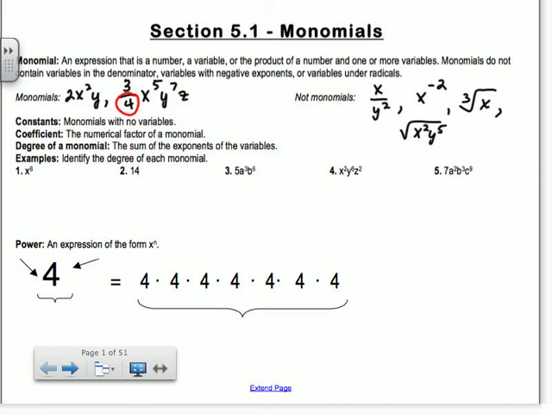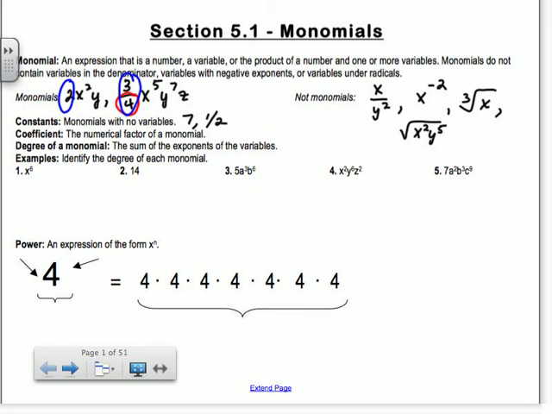Okay, constants are monomials with no variables. So constants are just plain numbers, like 7, 1/2. A coefficient is the numerical factor of the monomial, so it's the number in front. So if I had what I had above, 2x squared y, 2 would be the coefficient, or 3/4 on the next one. Those are coefficients.